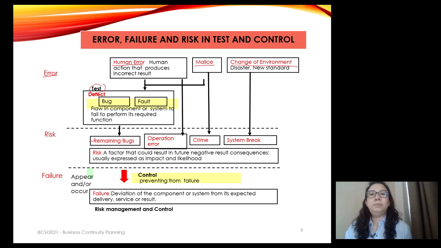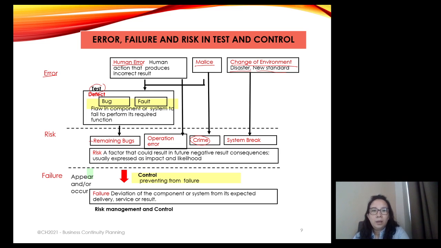Or example, malice is talking about example, someone is hacking our system. So the risk becomes the crime. Or maybe it's possible if there's a disaster, like there's a flood, there's an earthquake or something, or maybe if there's a new regulation from the government, a new procedure from the government, a new law from the government. So that's why it's possible that our system can break, our system can be stopped.